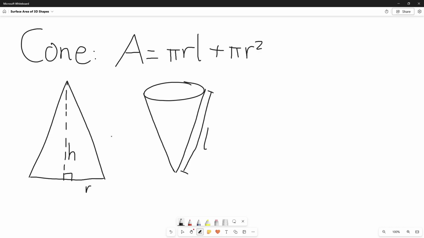And if you're not given the slant height, but you're given the height and the radius, you can calculate the slant height by creating a right triangle with the height, radius, and the slant height as the hypotenuse and using the Pythagorean theorem. And after you find that, you can just plug everything in and you get the surface area for a cone.